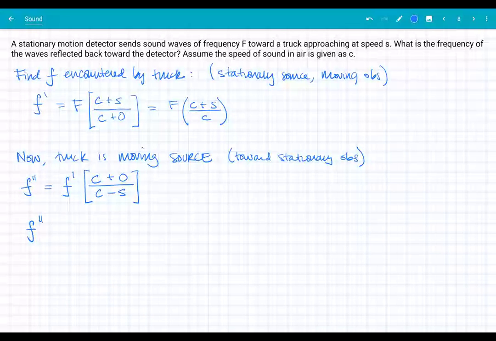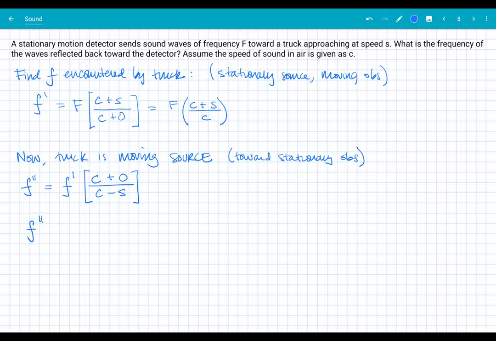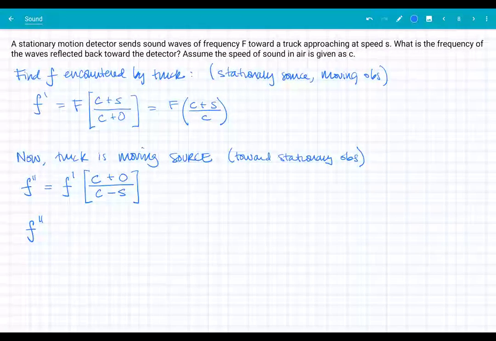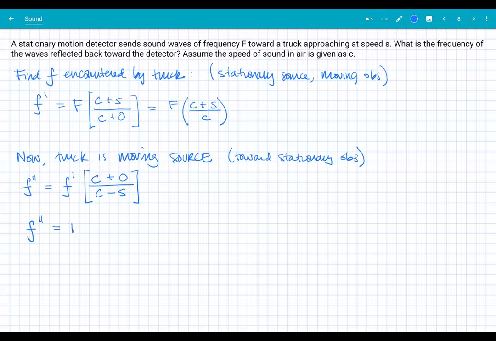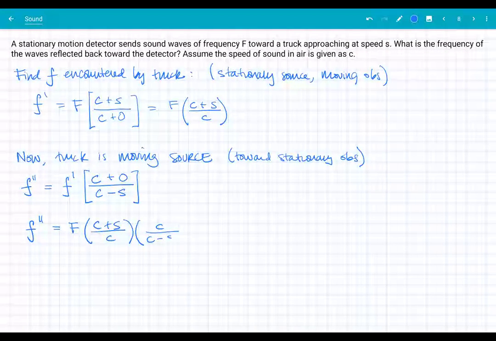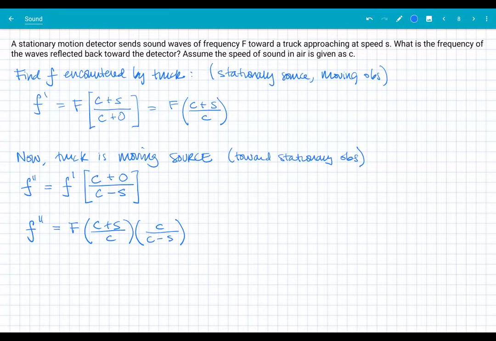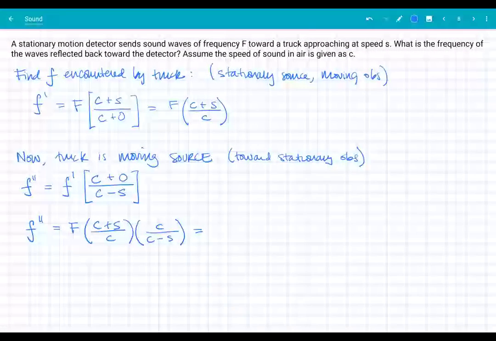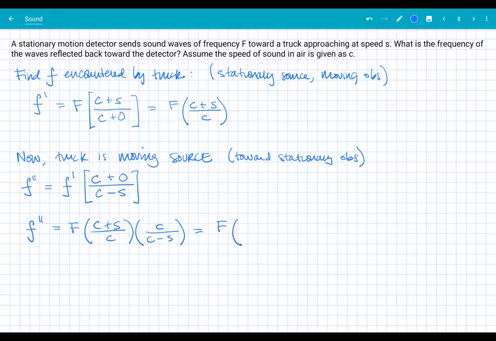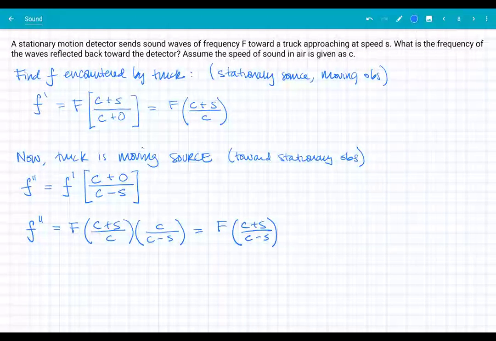Now f prime isn't given, so we need to substitute in our expression from above for f prime. So f prime is capital F, which is given, c plus s over c, multiplied by c over c minus s. So that simplifies to simply c plus s over c minus s.